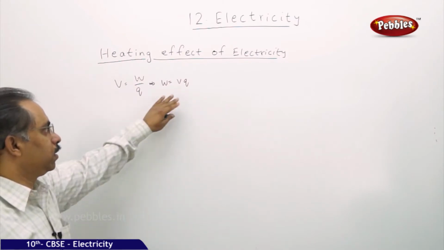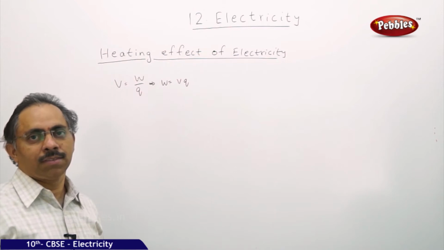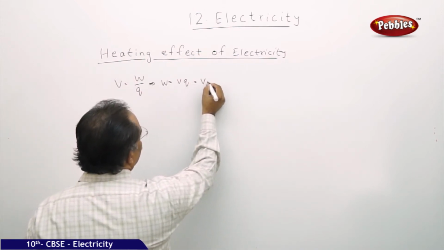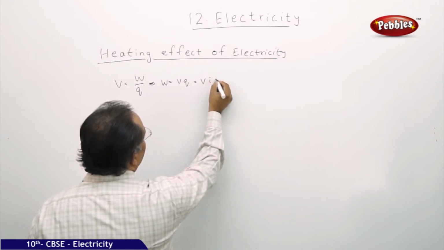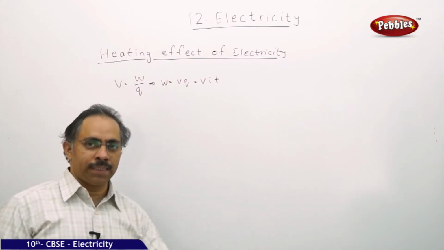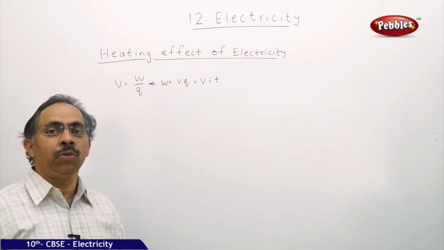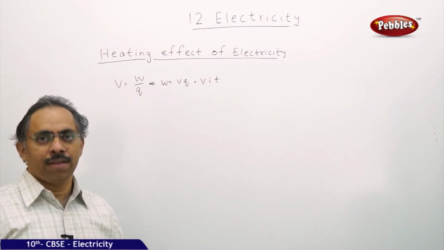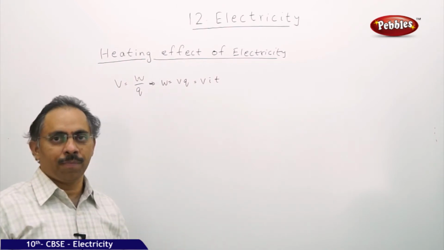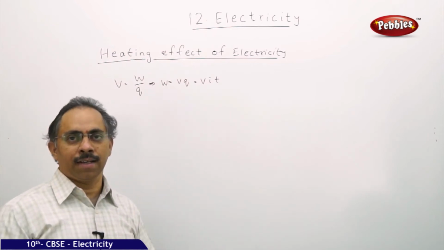I know the charge is the product of current and time. So I can rewrite this expression as W is equal to V into I into T. Whatever work I am doing in passing the current through a resistor, what happens to it? It gets converted into heat. So an amount of heat is generated and given out. That is what we call the heating effect of electricity or electric current.